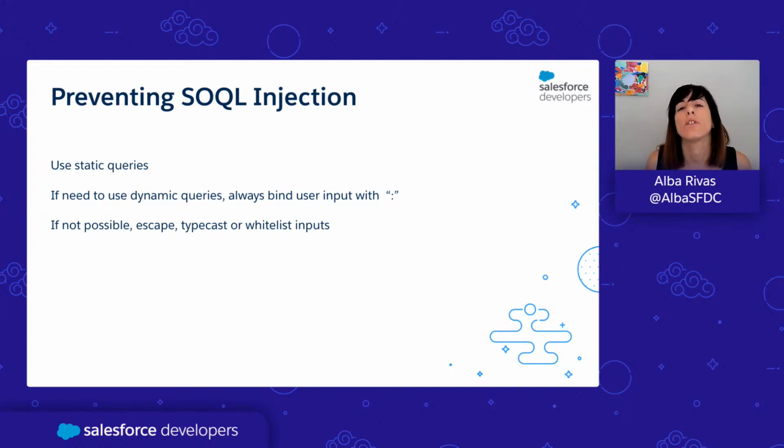There is something else that you can do, which is typecast or whitelist input that may work. For instance, let's say that instead of awaiting a user input which is a string, you are expecting the user to indicate a number because you are going to filter by a number field, right? In that case, what you can do in Apex is cast to decimal or to integer, and that way you are going to make sure that what you are receiving is a number, right? And the same for other types, for instance, if you are expecting a date or whatever.